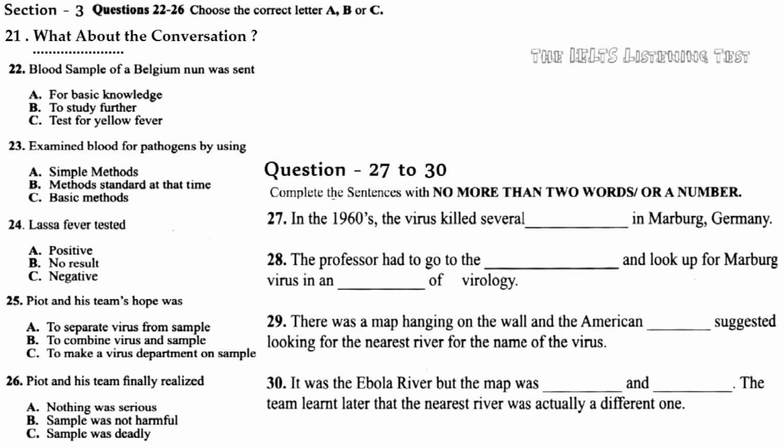Now turn to Section 3. Section 3. In this section, you will hear an interview conducted by an interviewer with the scientist Peter Piot, who discovered Ebola, a dangerous disease. Both of them are conversing about the disease and its origin. First, look at questions 22 to 26. Listen to the conversation and answer questions 22 to 26.